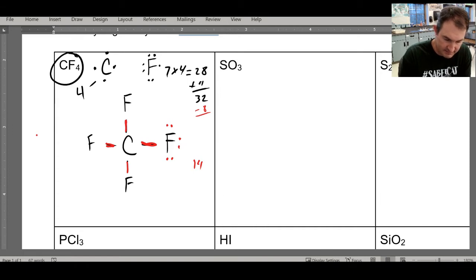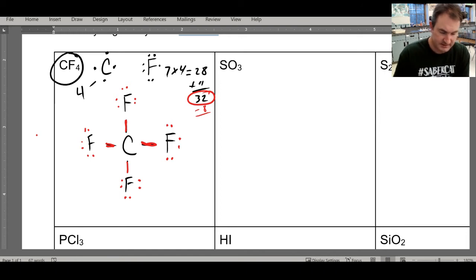So I was at 14. I'm going to keep going and move on to another atom that's not full. 16, 18, 20. That one's full. 22, 24, 26. That one's full. 28, 30, 32. Now, I just finished, right? I counted my bonds first, got to 8, and then I kept going until I got to 32, placing those pairs on. So now I have all 32 of the electrons properly placed in this molecule.